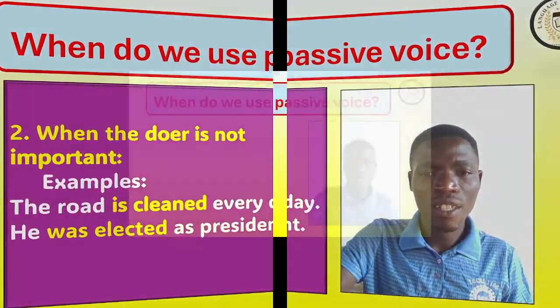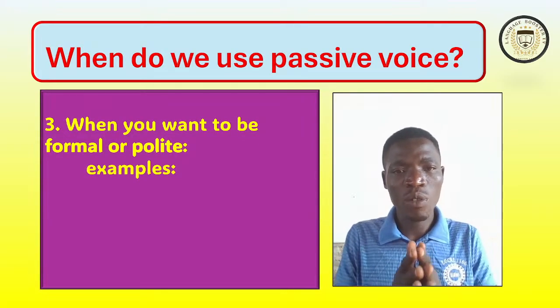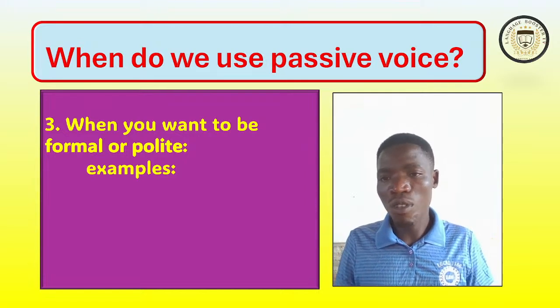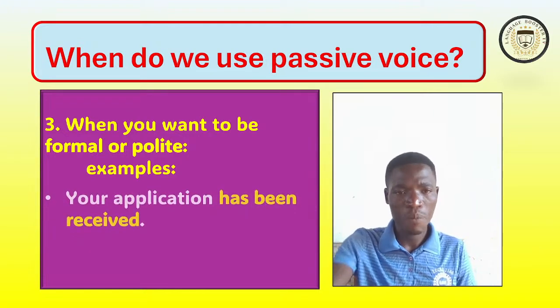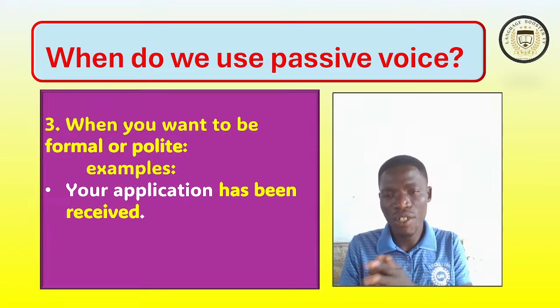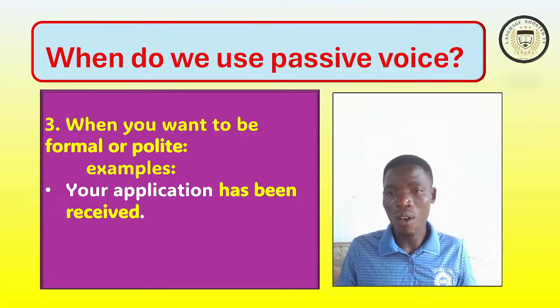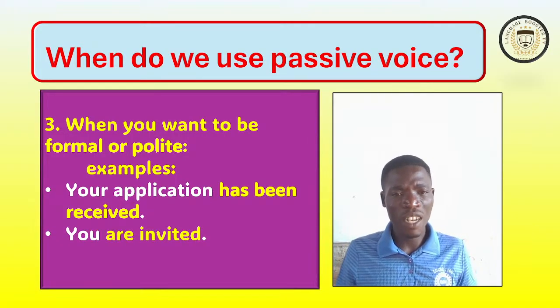All right. So another place where we use passive voice is when we want to be formal or polite. That's why we use passive voice. For example, your application has been received. It has been received. This sounds more formal and polite. You are invited. You are invited is very formal. All right.